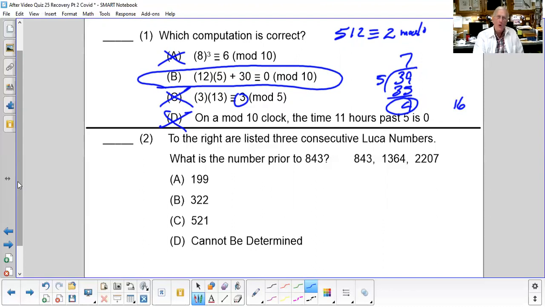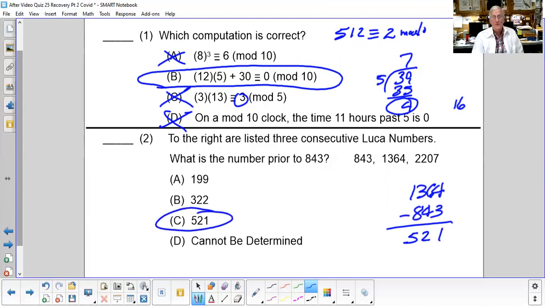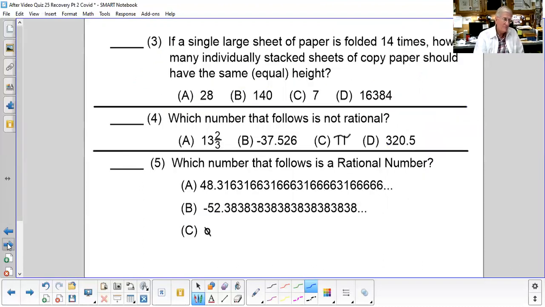It's the one before it. Well, wouldn't it plus 843 have to give us 1364? So if I take 843 away from it, 1, 2, and 5, it should be 521, right? Okay, let's go on.